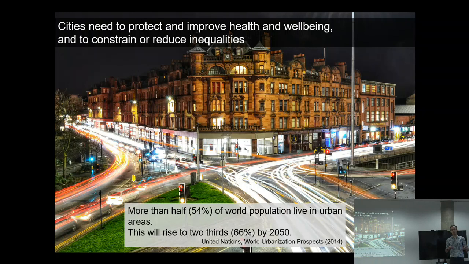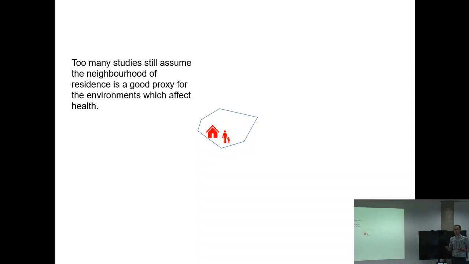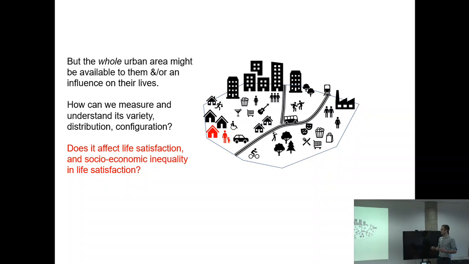But actually, in health geography, the field that I'm primarily within, most of the studies take an individual and create a buffer or describe the polygon of where that individual lives, and then see what type of environment they live in, and how that's associated with health. But actually, the whole urban area might be available to people. Most people are living in cities, most people are highly mobile, most people are able to move around the cities. So actually, maybe not just the neighborhood around where somebody lives, but the entire city may have an influence on their life.